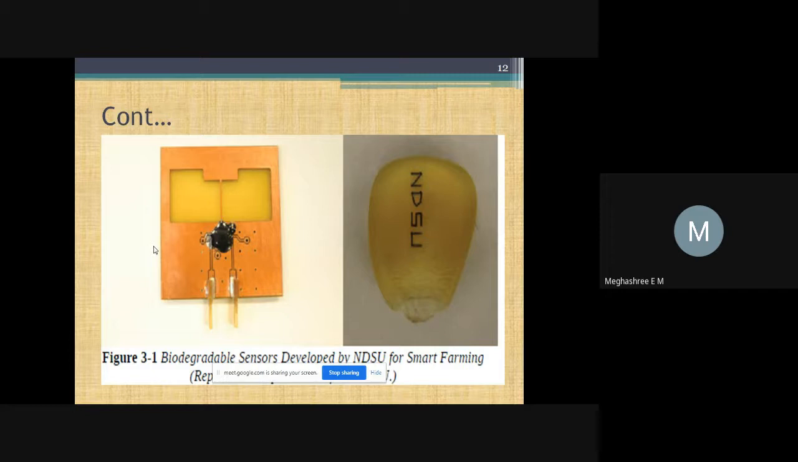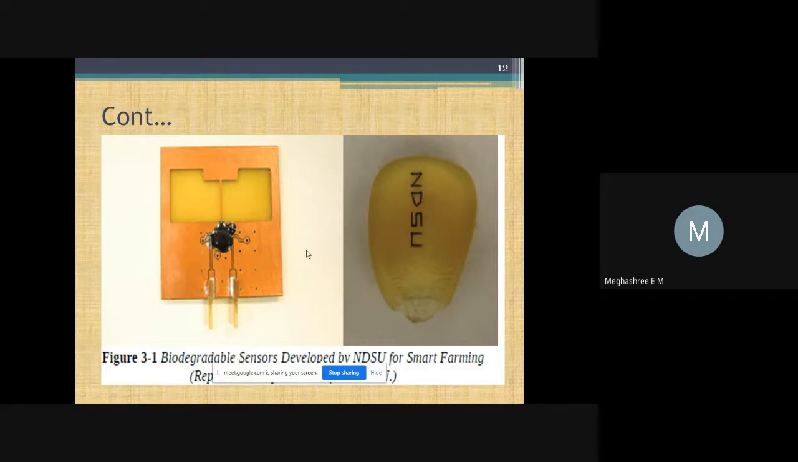Okay, so as you know, IoT application varies in different fields, right? So here, see, the sensor is used in smart farming, right? And these sensors are also biodegradable sensors. What does it mean? Even though it decomposes here, it will not harm the soil fertility.